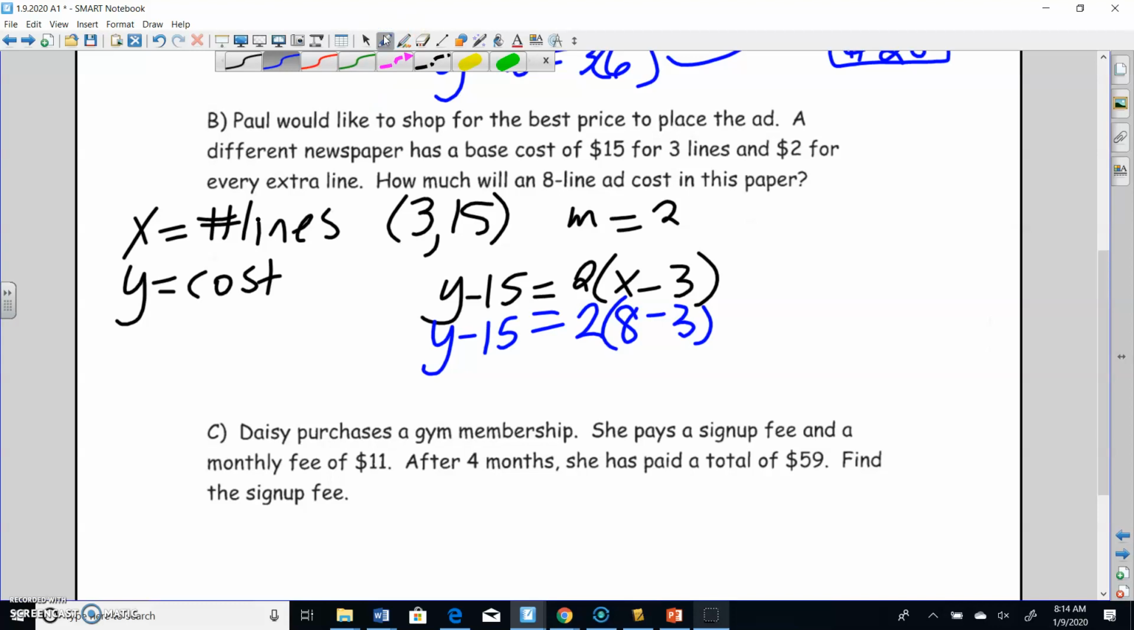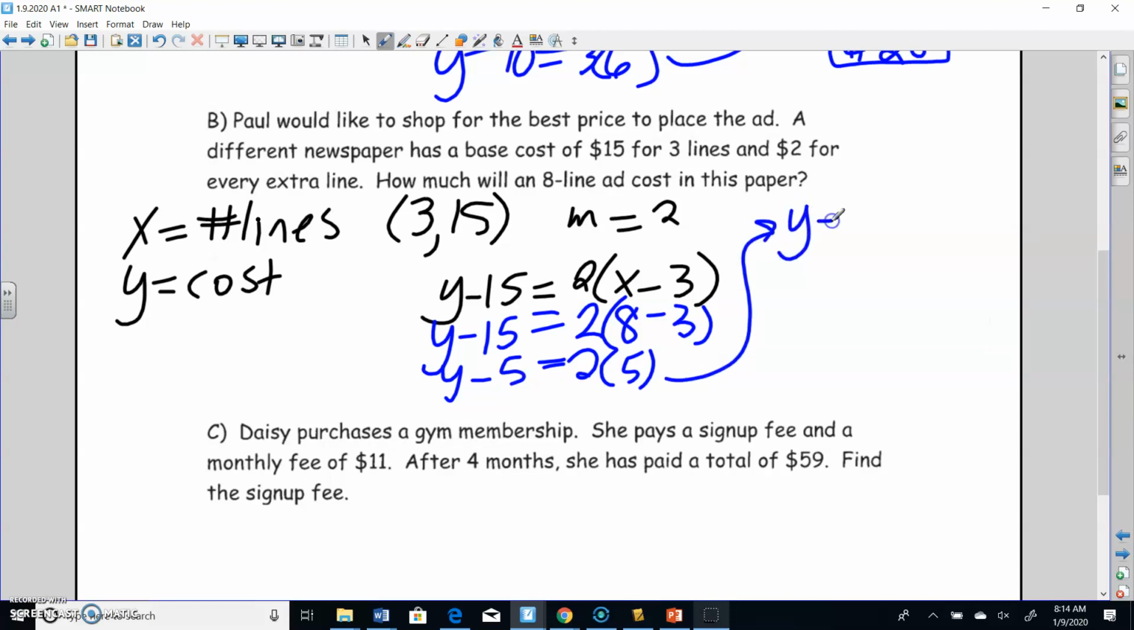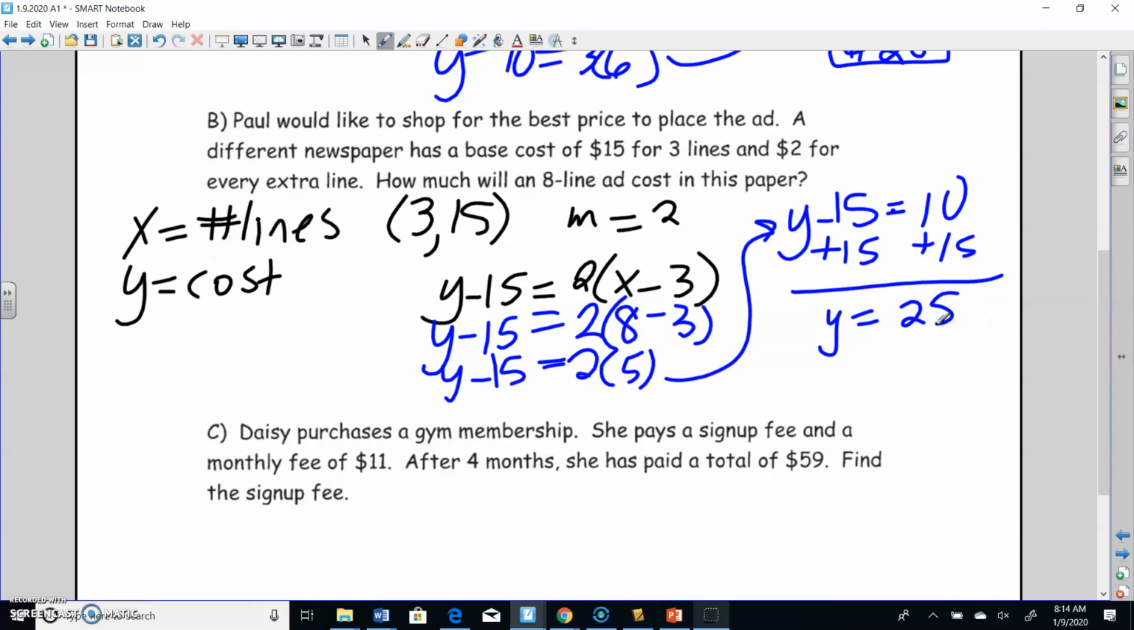So 8 minus 3 is 5. I'm going to have 2 times 5 on the right. 2 times 5 is 10, so y minus 5 equals 10. Am I doing that right? Oh, 15. That should be 15, not 5. And then adding 15 to both sides. y equals 25. What does 25 represent? Dollars. The cost of 8 lines. So which newspaper is cheaper? This one. Okay.